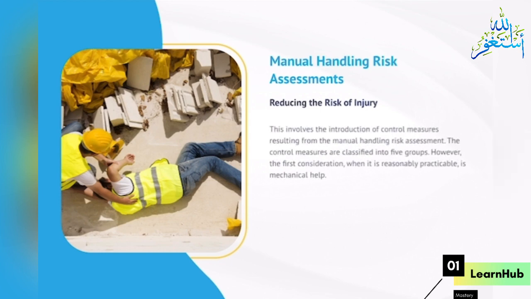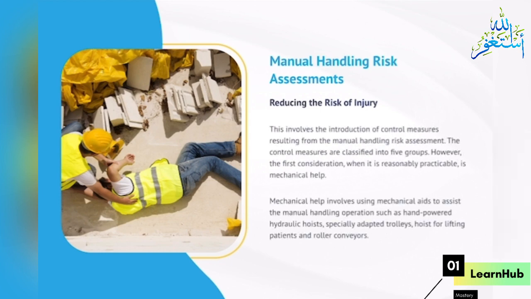Reducing the risk of injury. This involves the introduction of control measures resulting from the manual handling risk assessment. The control measures are classified into 5 groups. However, the first consideration, when it is reasonably practicable, is mechanical help. Mechanical help involves using mechanical aids to assist the manual handling operations, such as hand-powered hydraulic hoists, specially adapted trolleys, hoists for lifting patients and roller conveyors.